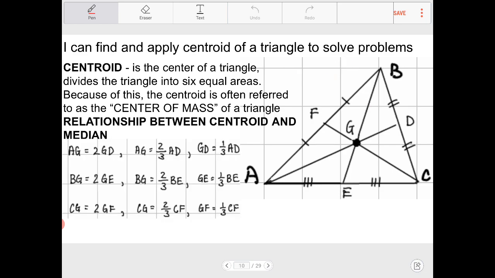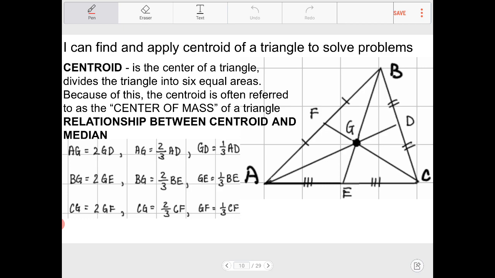So AG is twice as long as GD. BG is twice as long as GE. CG is twice as long as GF. And alternatively, you can think of AG as 2/3 of AD, BG is 2/3 of BE, CG is 2/3 of CF.